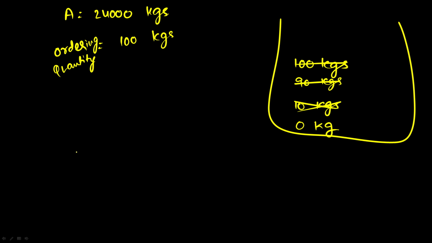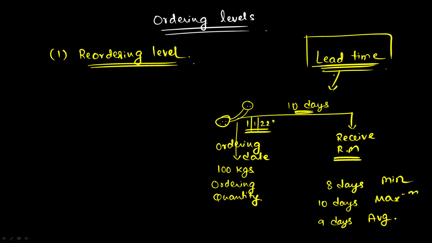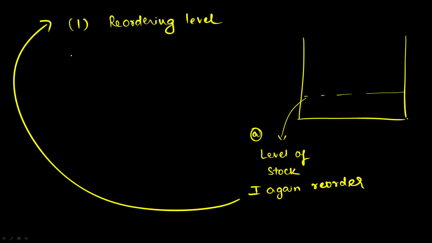Why not at 0 kg? Can you tell me? Your production will stop for 10 days. For 10 days, you will have to tell your production manager that we are not having raw material in stock. You need to keep raw material in stock for your lead time consumption. Now you understand this? For this 10 days consumption, you will have to keep the stock, and reordering level in formula is described as this. It is maximum lead time multiplied by maximum consumption.